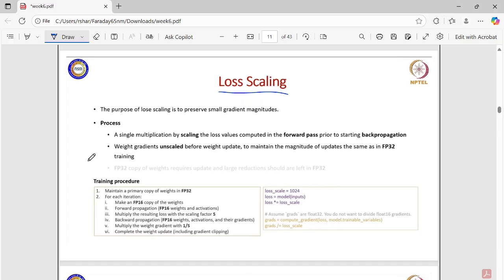So what are the steps? The first step is that we multiply by the scale factor. Next, we compute the gradients through backpropagation, and then we unscale them, like divide by the scale factor, and then update the model weights.